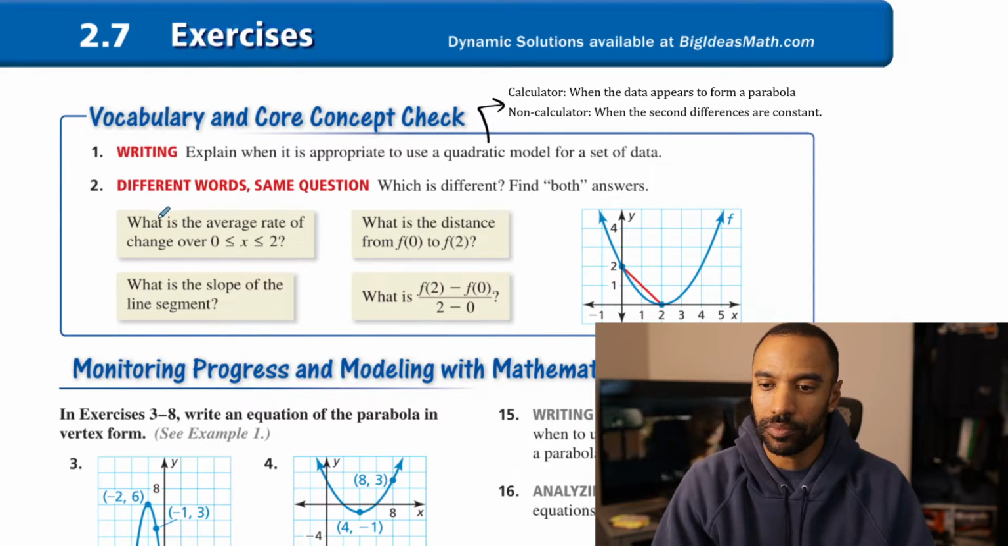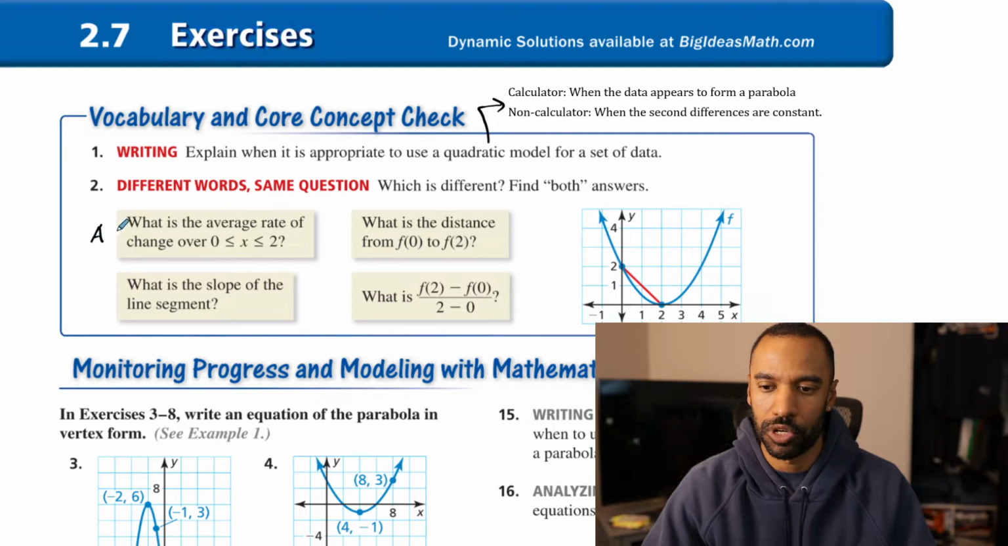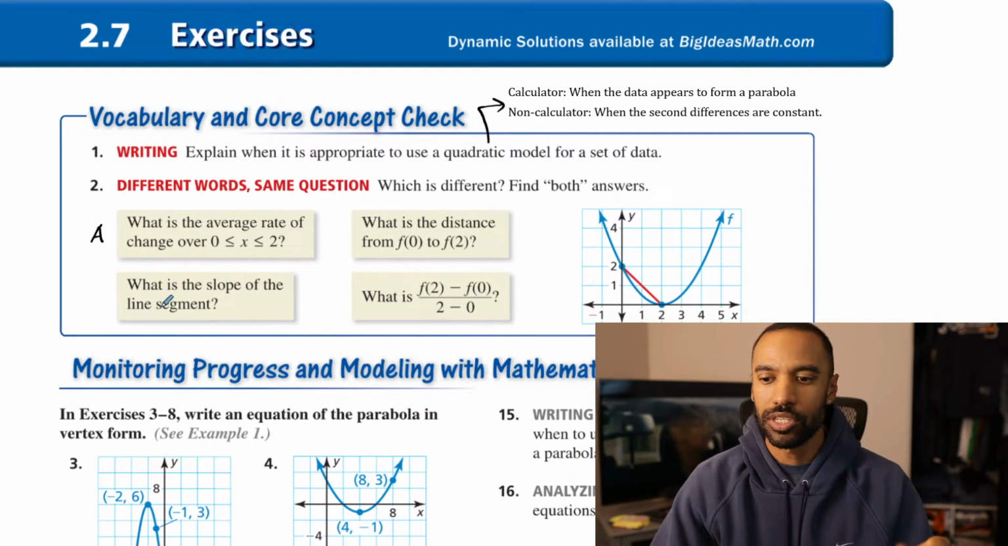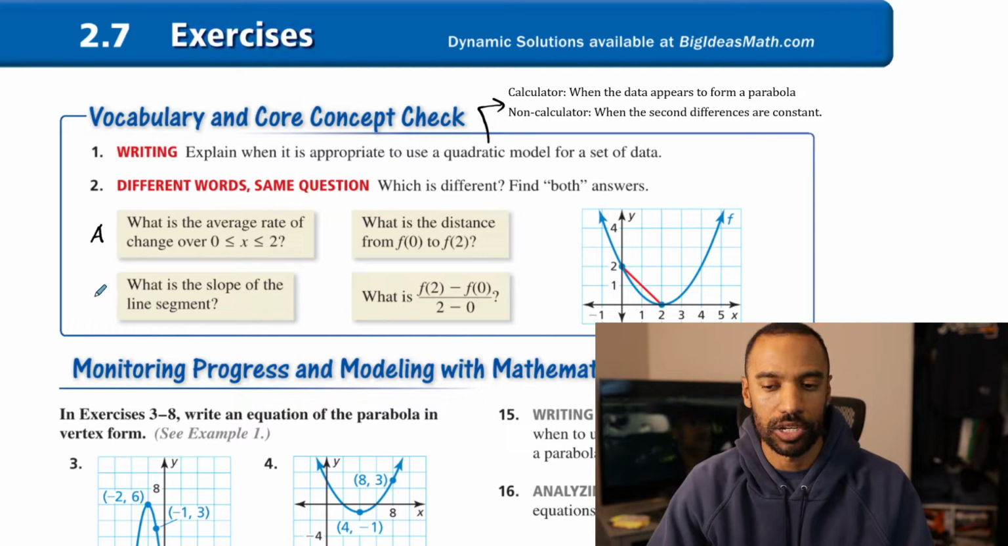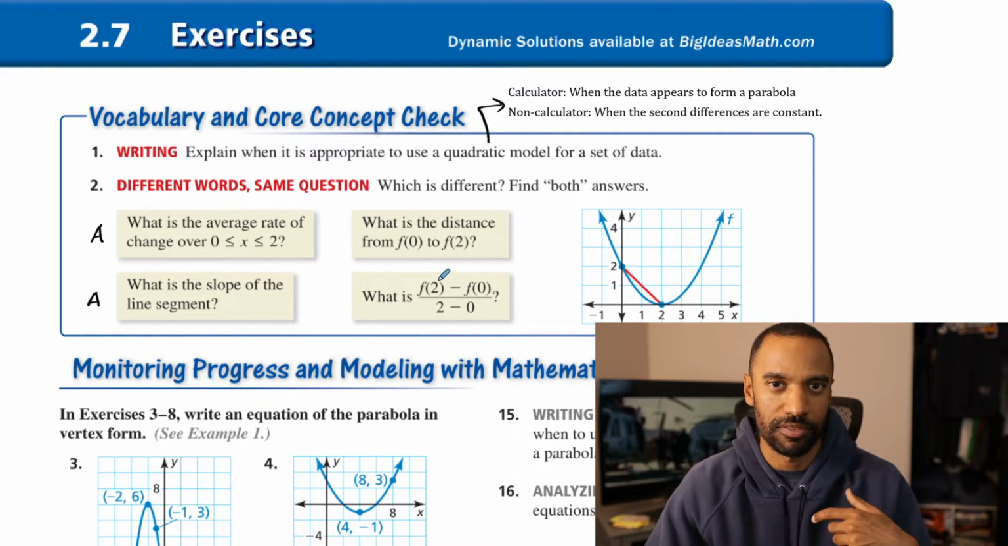They call it average rate of change. Right here, what is the average rate of change over 0 to 2, the interval 0 to 2 on x? So that's one. What is the slope of the line segment is the same question. And it's good that they bring up this kind of thing because I want to remind you average rate of change is another way of saying slope.